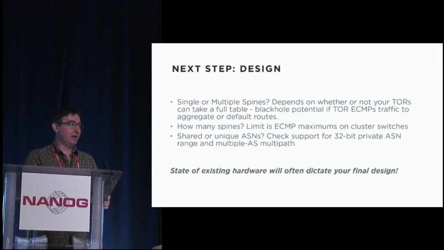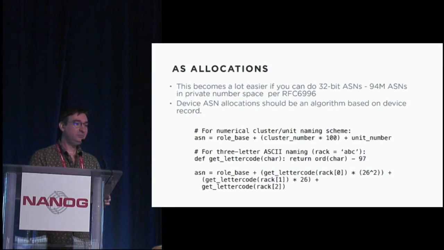When you assign ASNs to your network devices, do you use a shared space, or do you assign every device a unique AS number? Well, it depends. Does all your hardware support 32-bit ASNs? If so, great, do unique. Otherwise, you're going to have to make some compromises. As far as AS allocations, again, if you can use 32-bit ASNs, do it.